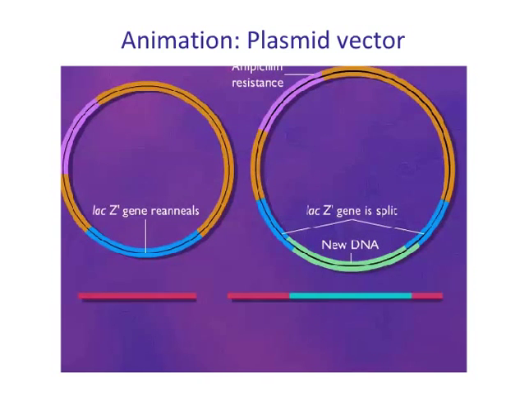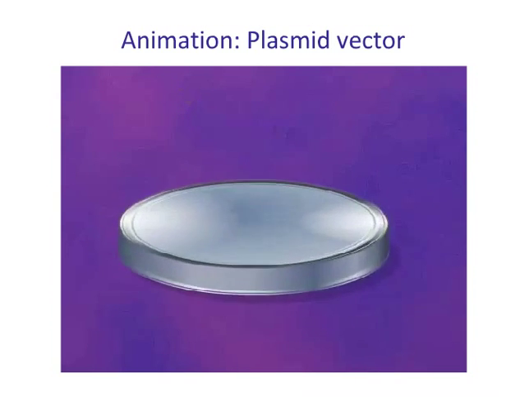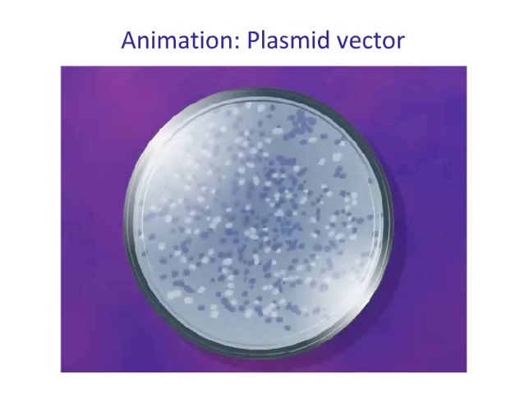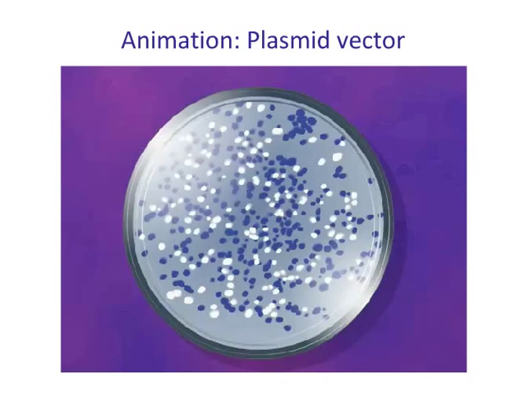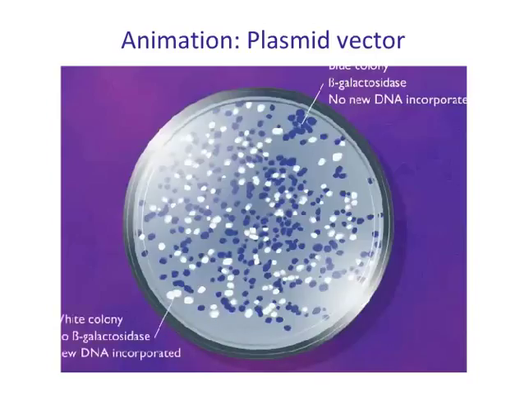A common second marker is the lacZ gene, which codes for the enzyme beta-galactosidase. Beta-galactosidase can cleave a colorless chemical called X-gal to form a blue compound. Therefore, colonies of cells that harbor the intact vector but no new recombinant DNA can make beta-galactosidase and form a blue color in the presence of X-gal. However, colonies that contain new recombinant DNA cannot make beta-galactosidase and are white.